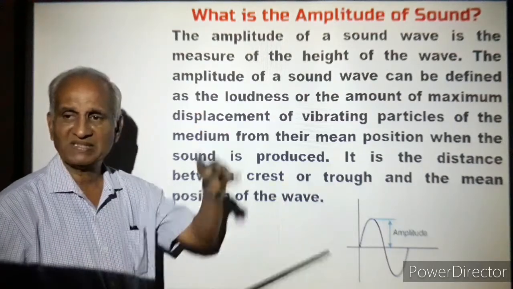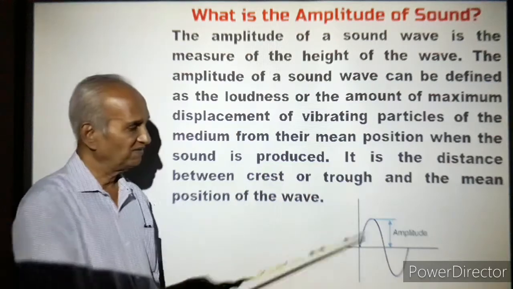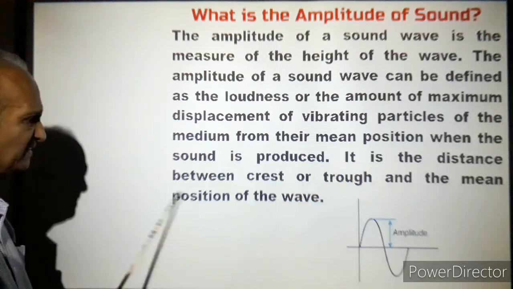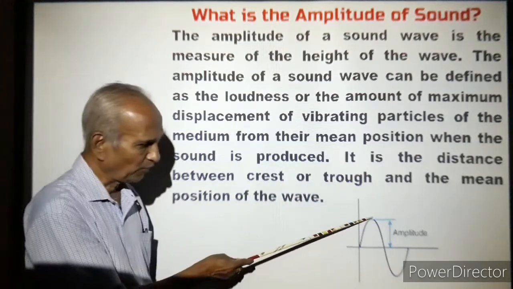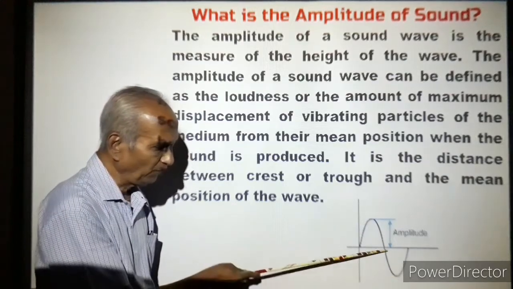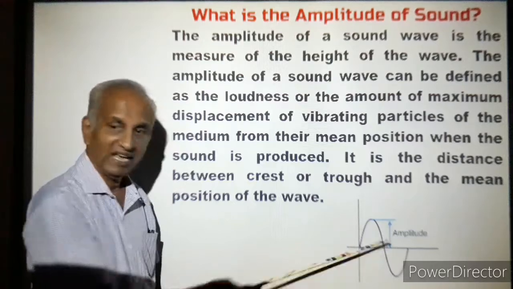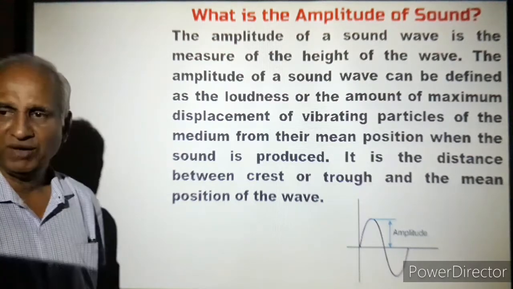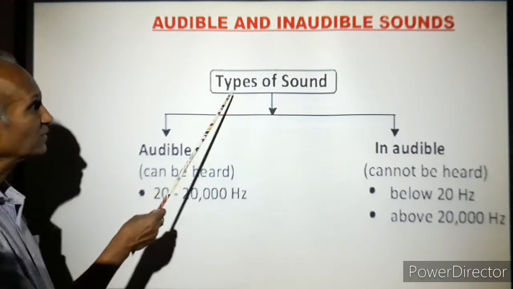That gives you the amplitude. How much of disturbance is there? How far do they get moved, pushed apart? That gives the amplitude. It is the distance between the crest or trough and the mean. From the crest or from the trough to the mean, whatever distance is there, you call it amplitude. And the mean position of the wave.